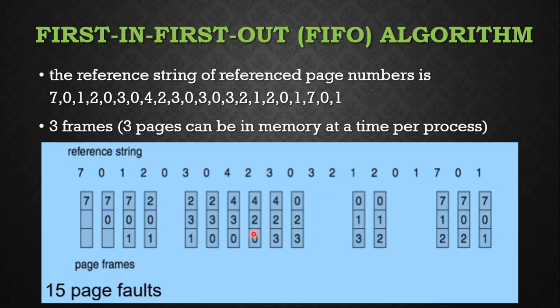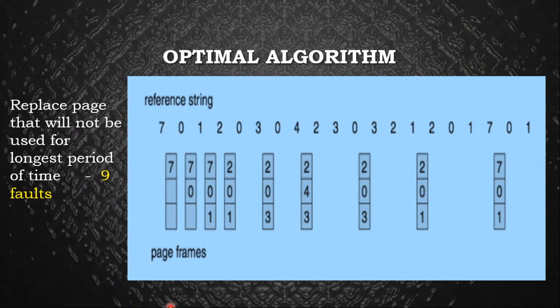So now this is how the pages are replaced between the pages and the frame. You can check here 1 2 3 4 5 6 7 8 9 10 11 12 13 14 and 15. So 15 page faults have come. This is achieved by the first in first out algorithm. Let us see the next algorithm, how the scenario changes.